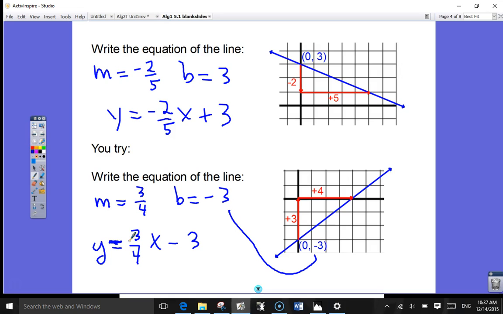Too easy? Yes. Muy fácil. Good. So that's halfway done.